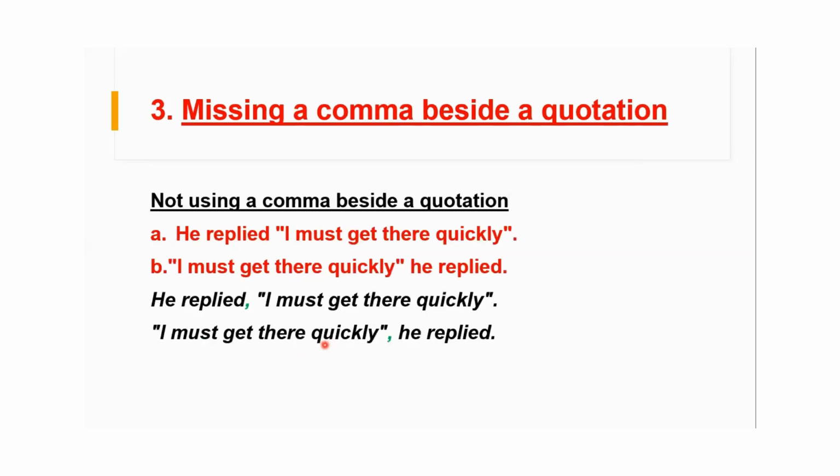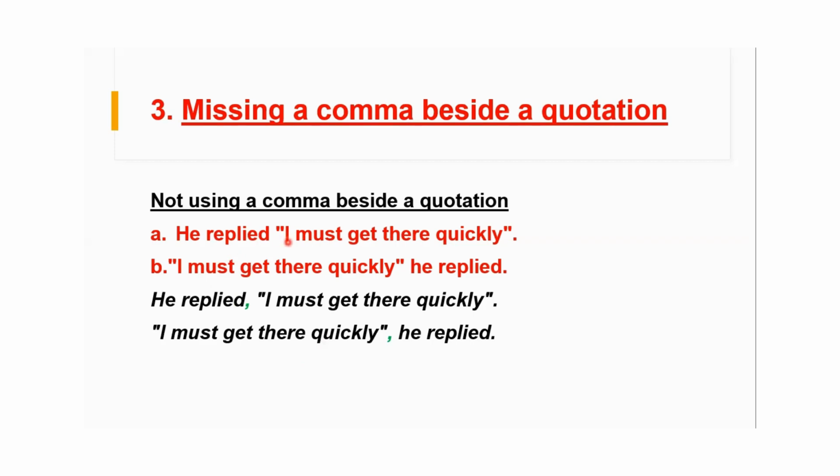Another major error in the use of commas is missing a comma beside a quotation. Sometimes when we're writing, we want to quote somebody, or we want to put in some conversation, some dialogue, especially in narrative essays. Who would like to read a full page or even a book that has no dialogue in it? It will be very uninteresting. So before you put a quotation, there should be a comma beside it. So let's make use of direct speech. We have: "He replied, I must get there quickly."